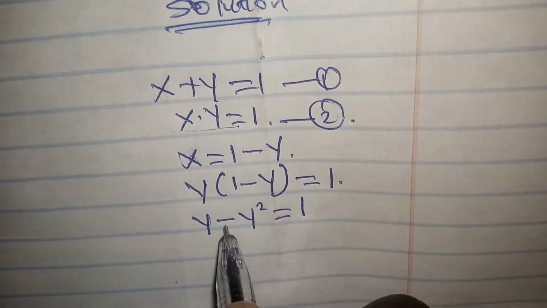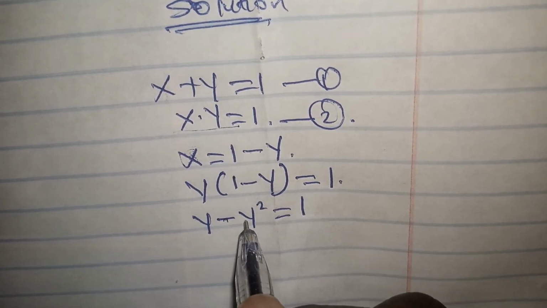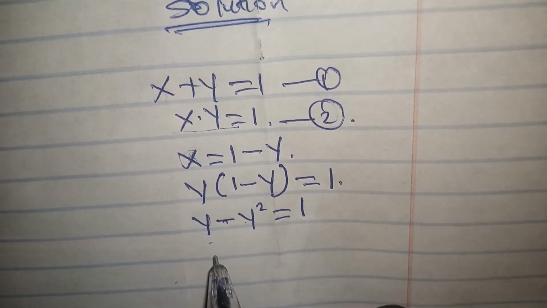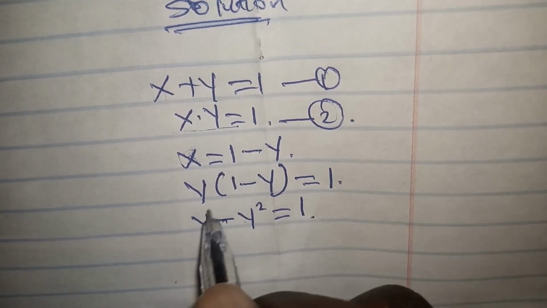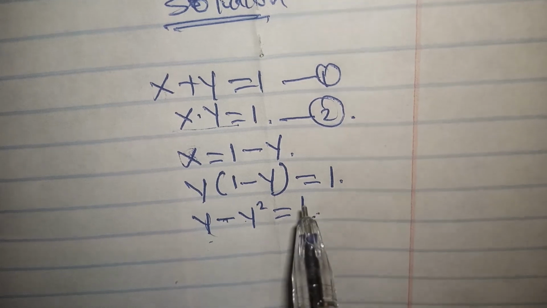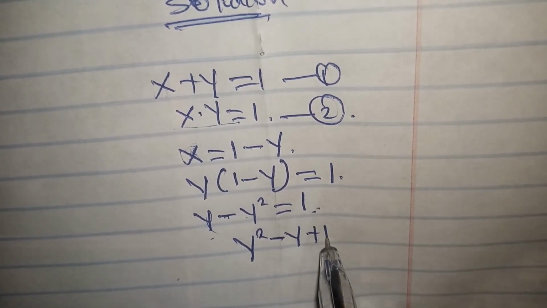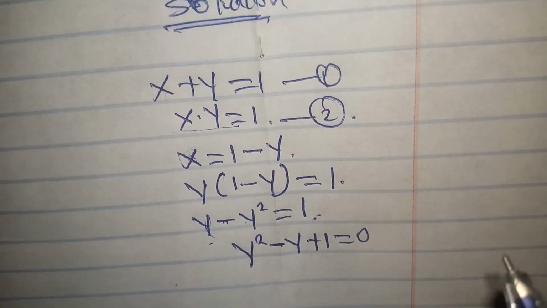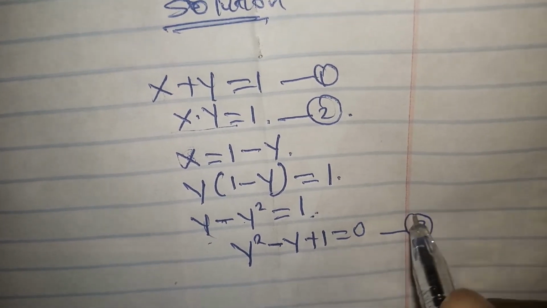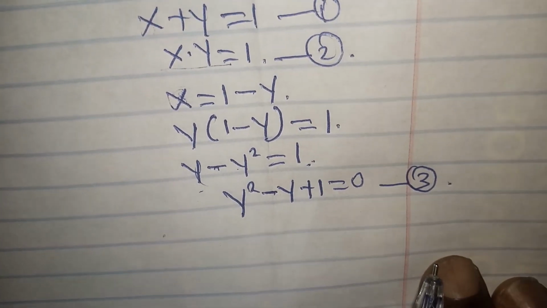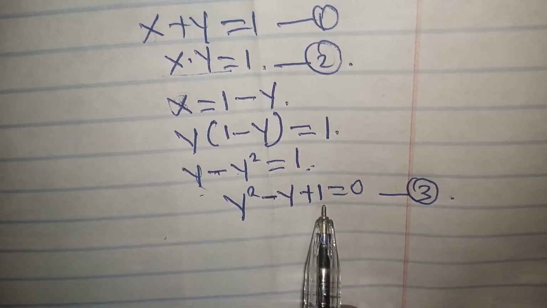In order to remove the negative y squared, we can bring everything to the right hand side of the equation. If we do that, we arrive at y squared minus y plus 1 equals 0. Let's call this equation 3. So this is more or less a quadratic equation now.